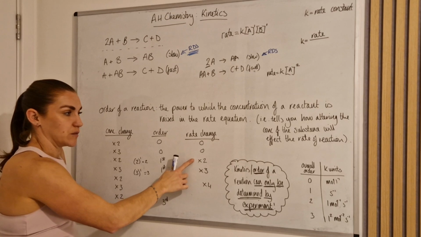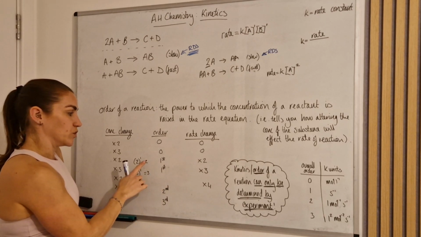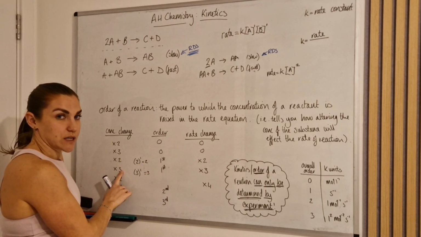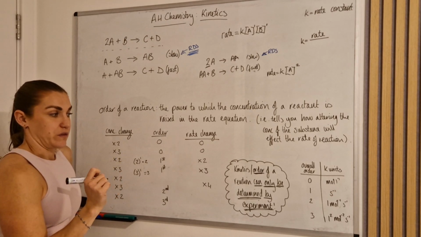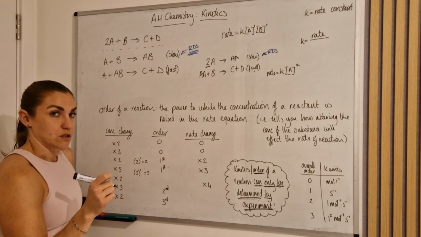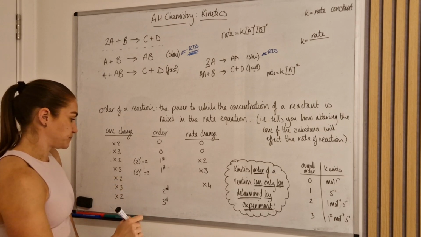If the rate's anything more than doubled, it must be more than first order, but you just need to check what's happened to the concentration. That will become more apparent if you watch my video where I look at some of the SQA exam paper type questions on that.